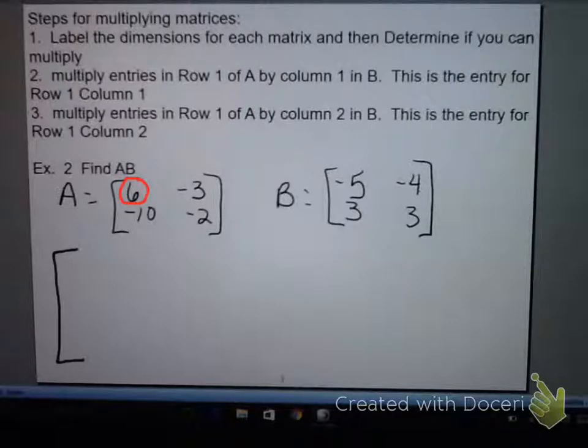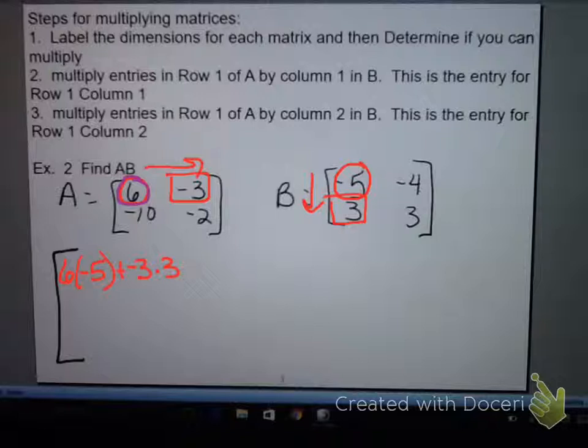Okay, read the steps for multiplying the matrices. We are going to multiply row 1 in matrix A times column 1 in matrix B. So we're going to multiply 6 times a negative 5, and then we're going to slide across in the first matrix and slide down in the second matrix. So we're going to multiply negative 3 times 3. Now, we'll add that in a minute, and that will be the answer for row 1, column 1.